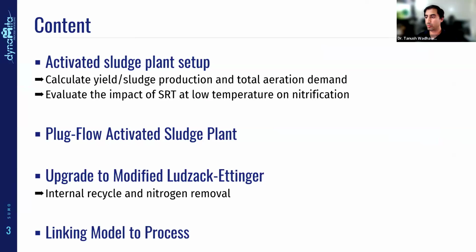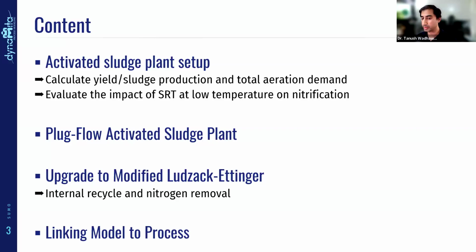So what are we going to achieve today? We are going to try to build an activated sludge plant in our software, SUMO. We'll look at calculating yield or sludge production. We'll look at calculating the total aeration demand of the plant. We'll try to understand the impact of sludge retention time, SRT, on nitrification, specifically at low temperature. Then we'll upgrade the plant, a simple single CSTR plant, into a plug flow activated sludge system. We'll reevaluate the impact of SRT on nitrification performance and on the total aeration demand.